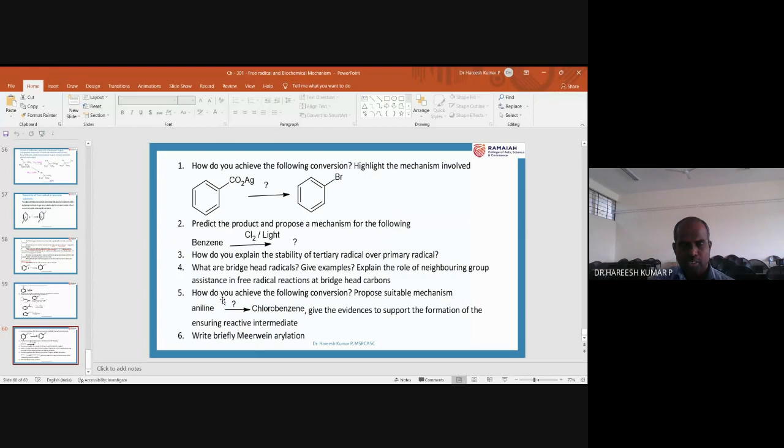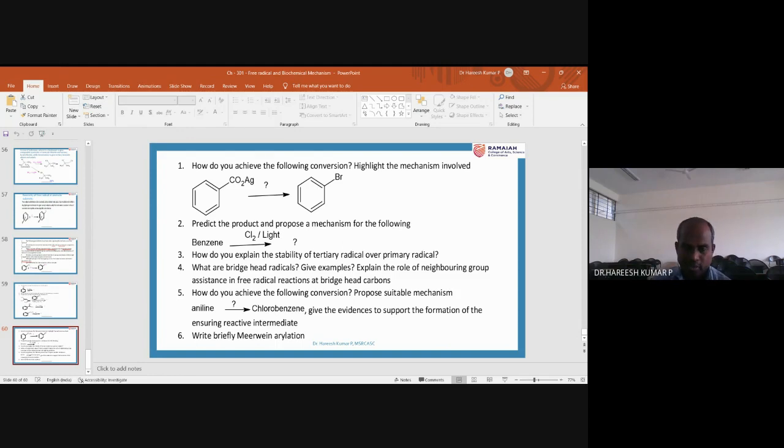And one more question: how do you achieve the following conversion? Propose a suitable mechanism. Here, aniline is converted into chlorobenzene. So again, this is also a Sandmeyer reaction. Give the evidence to support the formation of the reactive intermediate. Okay, this is one additional thing.